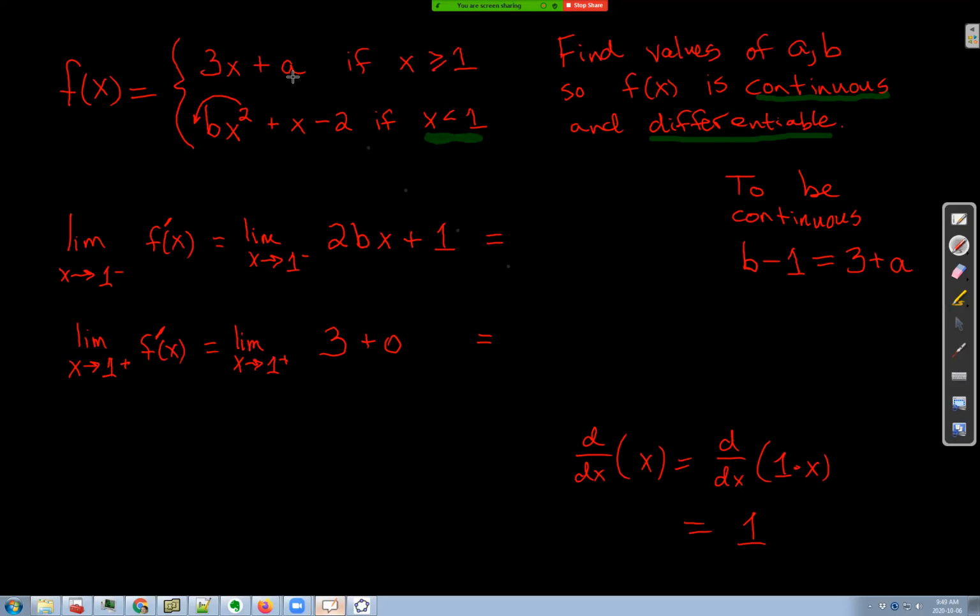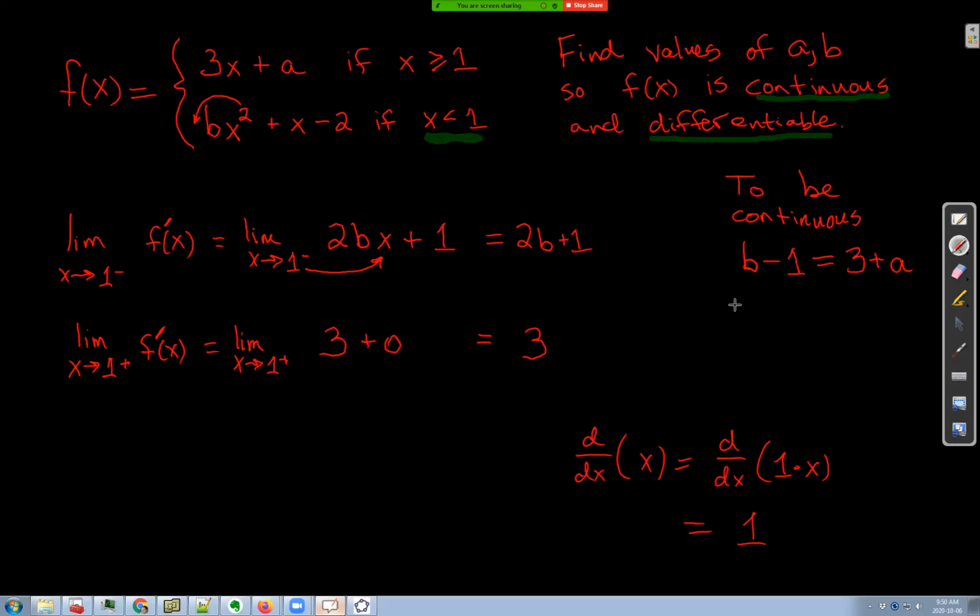We don't know what the number is right now, but it's just going to be a fixed number. An easier way to think about it is if there's no x in it, then it's a constant, and the derivative of a constant is 0. All right, so this limit's easy because there's no x, so the limit of 3 is just going to be 3, because this 3 doesn't care what x is. And to find this limit, everywhere you see an x, I'm going to put in a 1. So this gives me 2b plus 1.